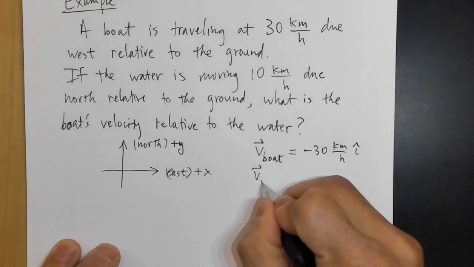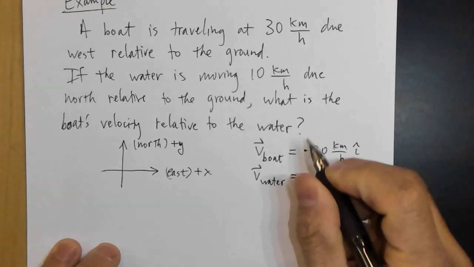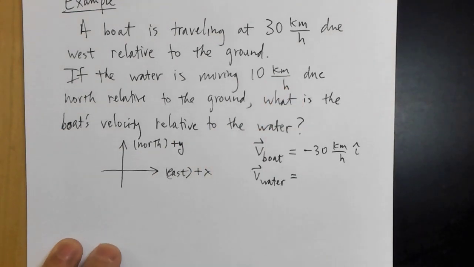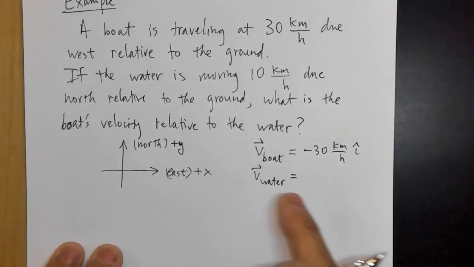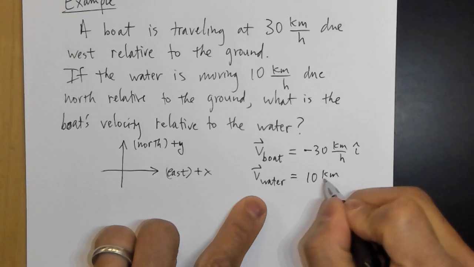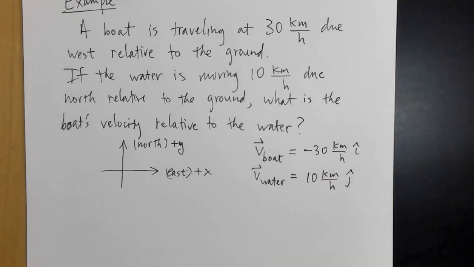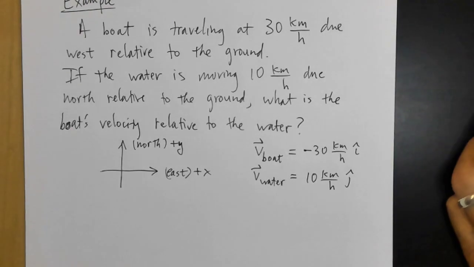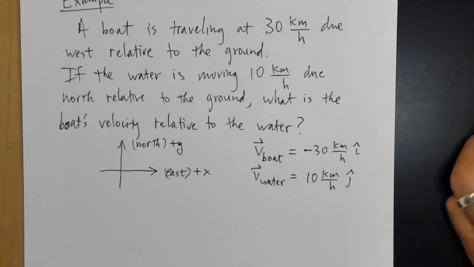And v water, we are told it's moving 10 kilometers per hour relative to ground, north. So I'll just say v water is 10 kilometers per hour. It's going in the north direction, so j hat. Is everybody good on that? Let me see if I'm sure the focus is good.